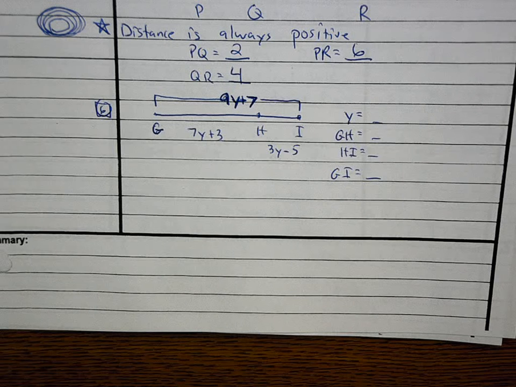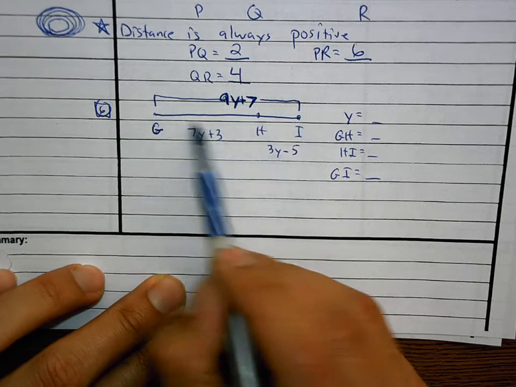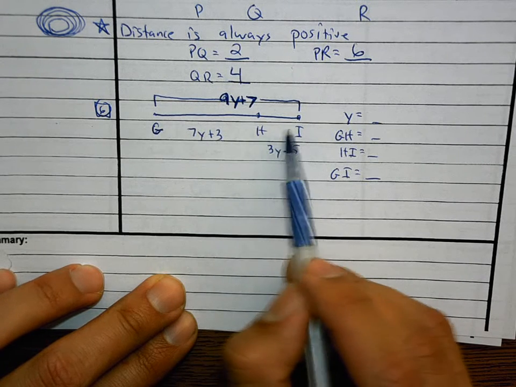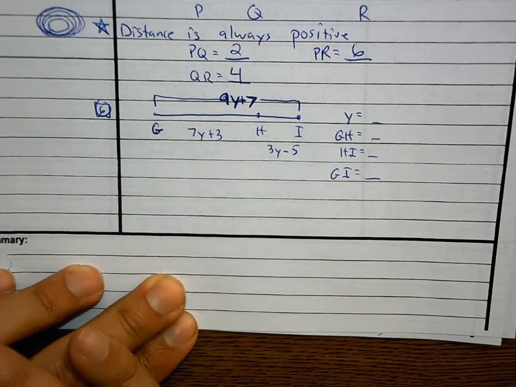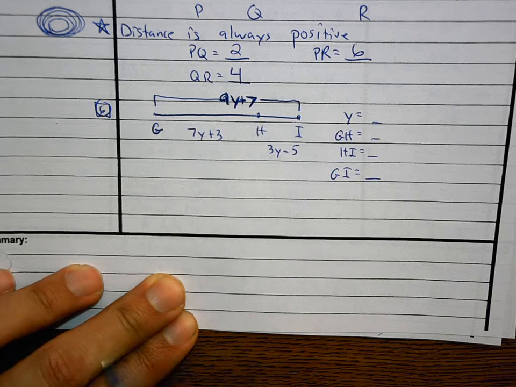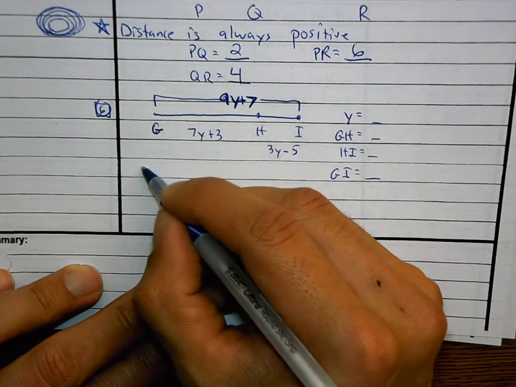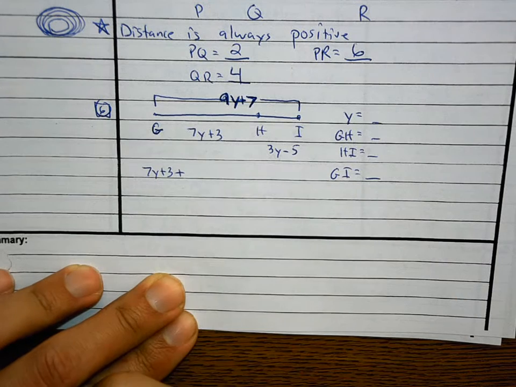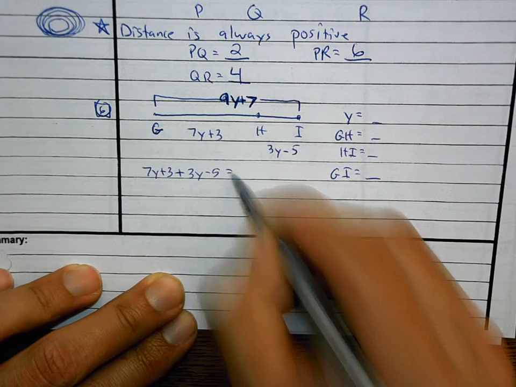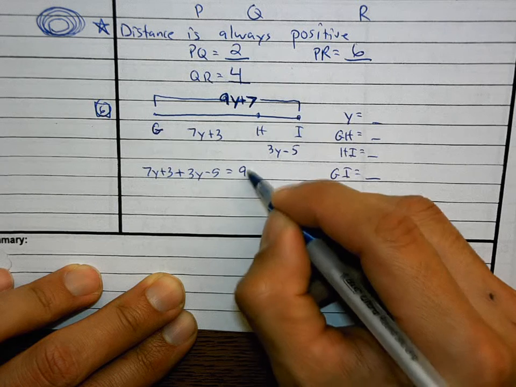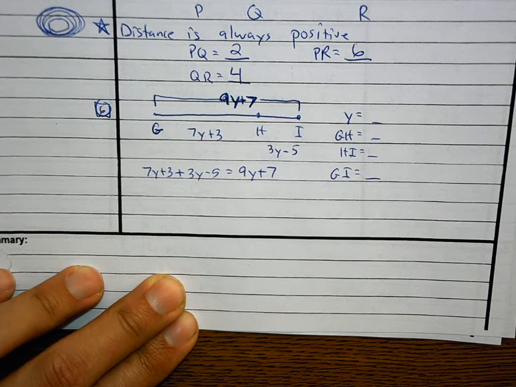So what you're going to have to do is use some common sense plus some algebra to figure out what these answers are. Here's what I would do if I were you. This piece plus this piece should equal that whole piece. So we should be able to write an equation that says that 7y plus 3 plus the 3y minus 5 should equal the 9y plus 7. And then we could solve this and figure out what y is equal to.